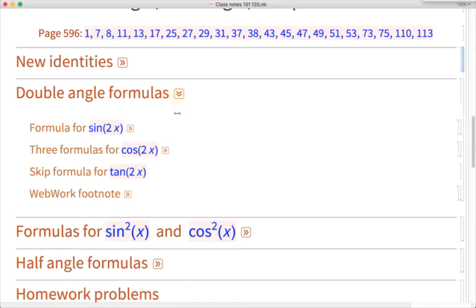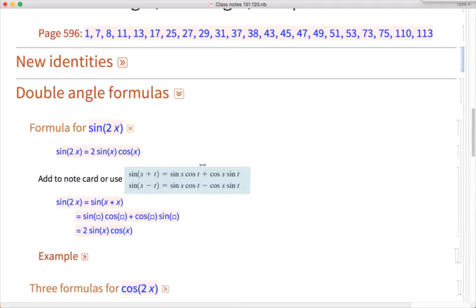So here are the double angle formulas. It's a formula for sine of twice an angle. So if you know the sine and cosine of an angle, this formula will allow you to find the sine of twice an angle.